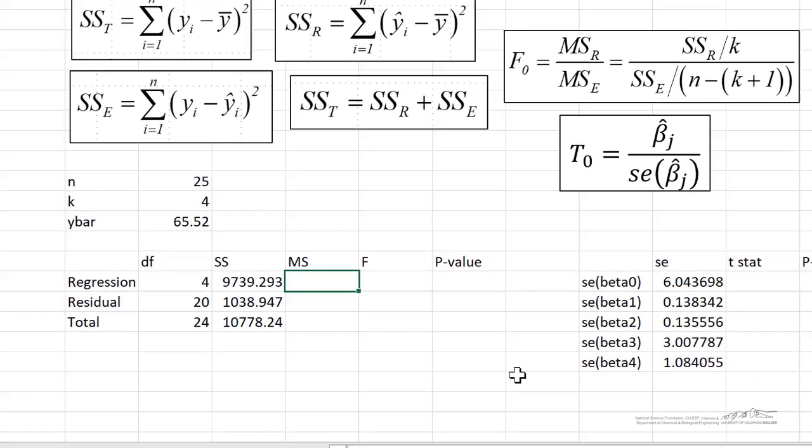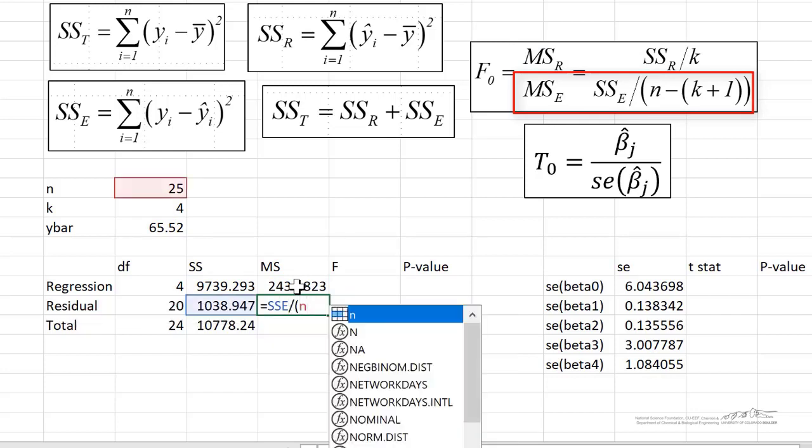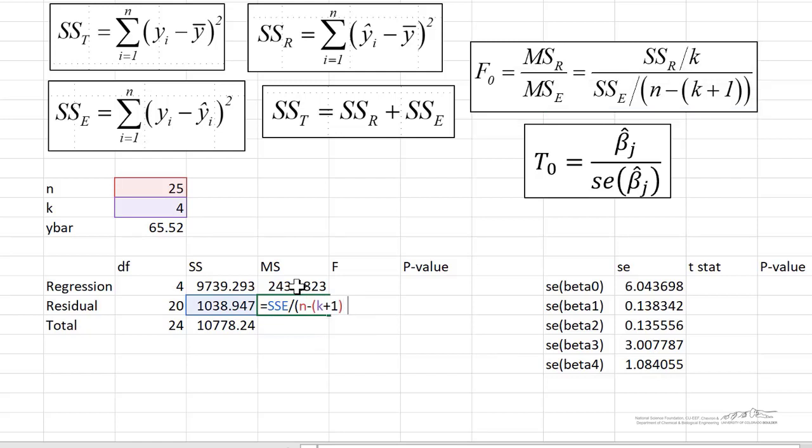Now we can calculate our mean squares for regression and residual, or error. I'm going to go ahead and name this SSR. I'm going to name this SSE. And we can calculate our mean squares of the regression and error. That's just the ratio here of SSR divided by k, using this formula up above. Residual mean square, or error mean square, is equal to SSE divided by quantity n minus k plus 1. And that's equal to 51.9.